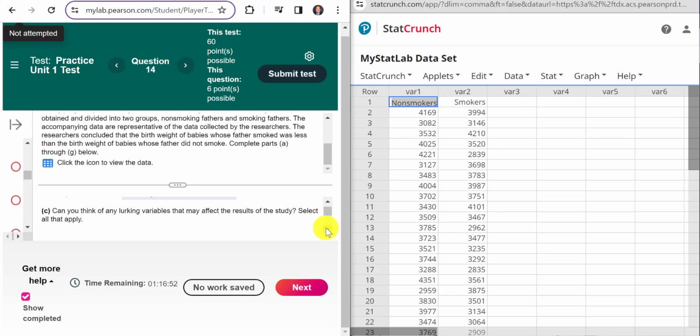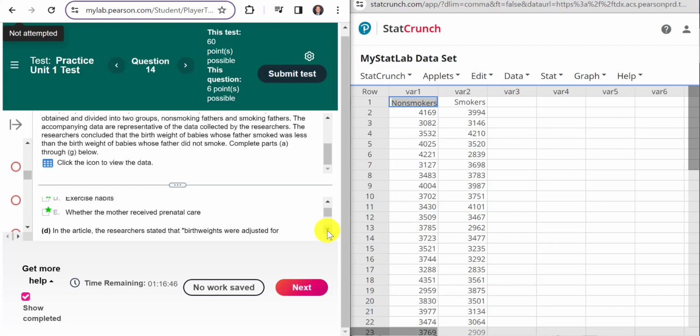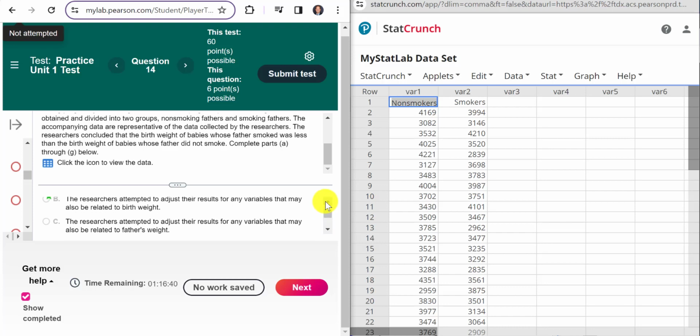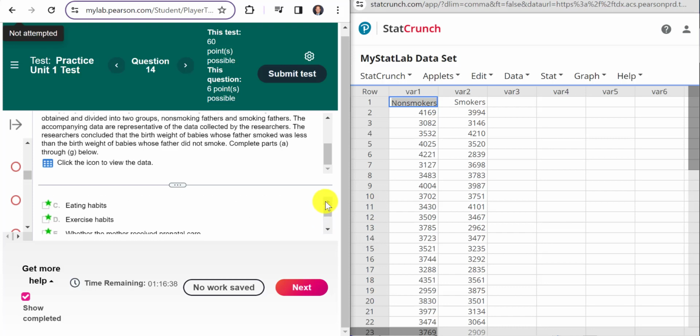Lurking variables that might apply. Obviously, the eating habits and exercise habits, all the things that the mother may have done to affect it. It could be eating habits, exercise habits, and I guess the father's weight, no, and smoking habits, no. Whether or not the mother received prenatal care, those could all affect the birth weight of the child. There are going to be other lurking variables.